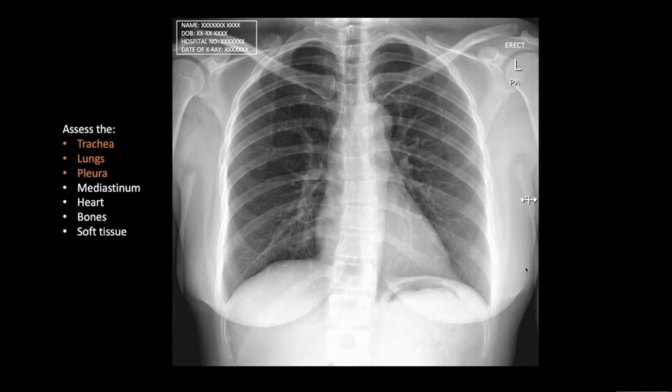Look at the pleura carefully. Is there any pneumothorax, calcification, nodule, or effusion? Assess the mediastinum. Is there any mass or air? Assess the cardiac silhouette. Is there any cardiomegaly, pericardial calcifications, or any specific chamber enlargement? And lastly, check the bones and soft tissue for any abnormalities.